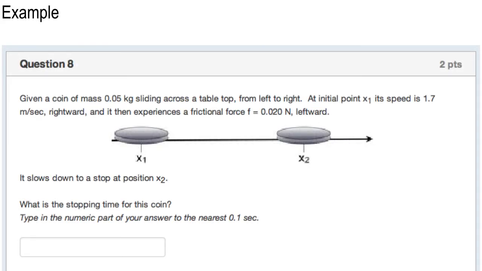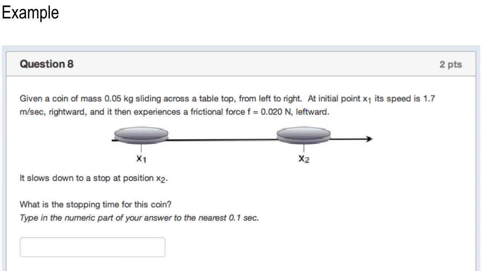So as you can see, this looks like a slice of a homework problem, a two-pointer, in fact. Given a coin of mass 0.05 kilograms sliding across a tabletop from left to right, that's the picture from X1 to X2, the speed is 1.7 meters per second rightward at point X1. And then it experiences a frictional force of 0.020 newtons leftward. And it slows down to a stop over here. So V is equal to zero over here. What is the stopping time for this coin?